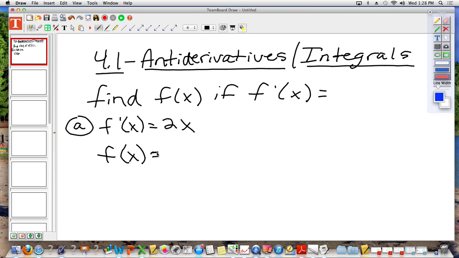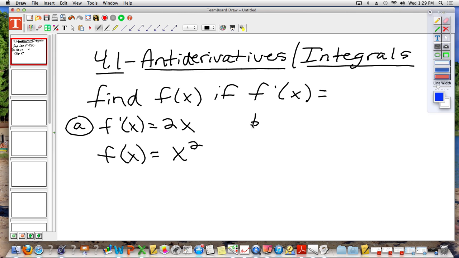X squared. Good. The original function would be x squared. Now, if you're wondering if what you're coming up with is right, work backwards. This is the original function. Take the derivative of x squared. What's the derivative of x squared? 2x. It's 2x. So yes, you are right.